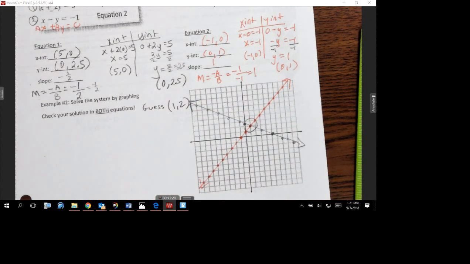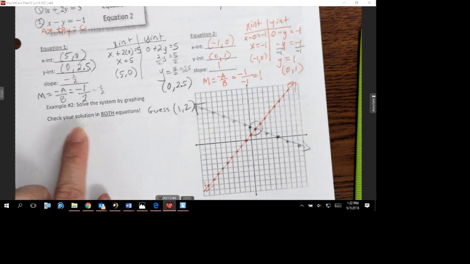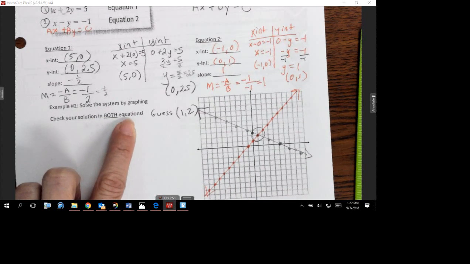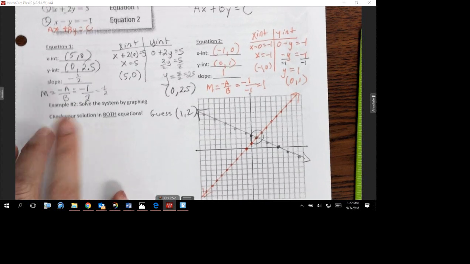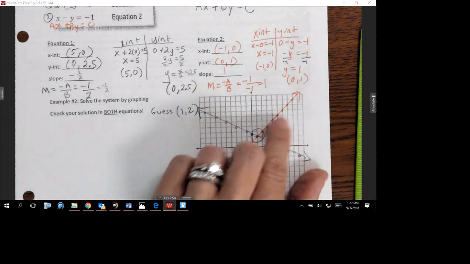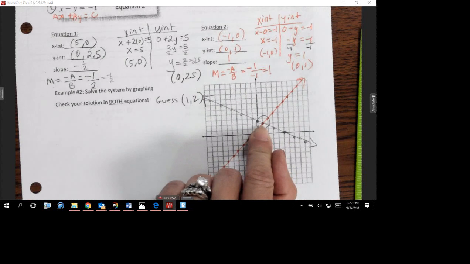The reason why I say you're guessing is I'm going to take the chance that some of us might make a silly mistake graphing. So if you make a silly mistake graphing and then you say where they cross, but one of your lines is wrong, you're not going to have the right answer. It definitely looks like it's at 1, 2. But you have to check your solution in both equations. So this is the final part. You have to check your solution because just because they cross here doesn't mean you did everything right.